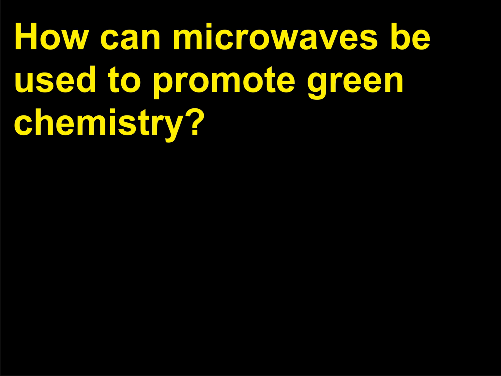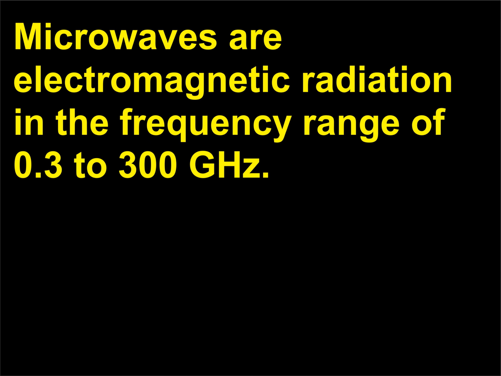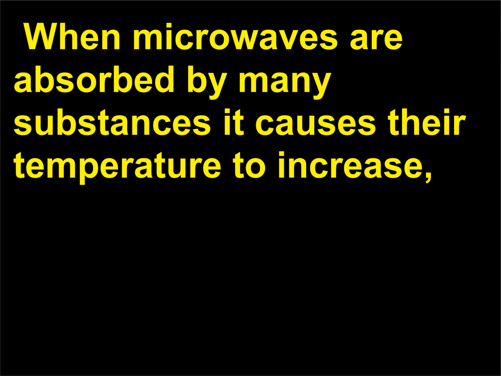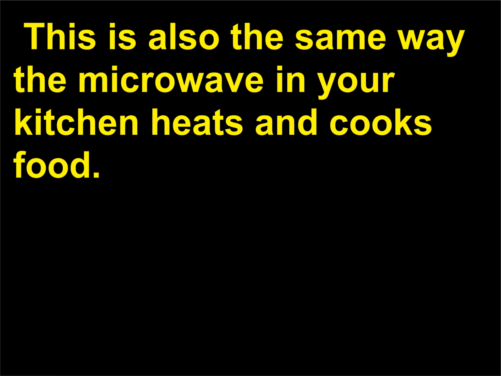How can microwaves be used to promote green chemistry? Microwaves are electromagnetic radiation in the frequency range of 0.3 to 300 GHz. When microwaves are absorbed by many substances, it causes their temperature to increase, thus heating a sample. This is also the same way the microwave in your kitchen heats and cooks food.